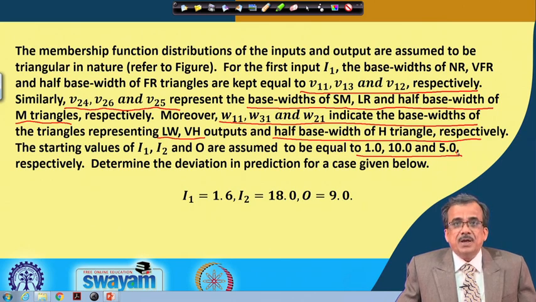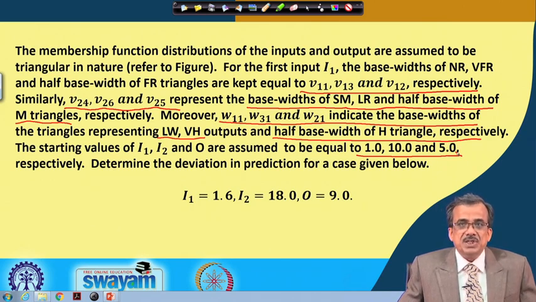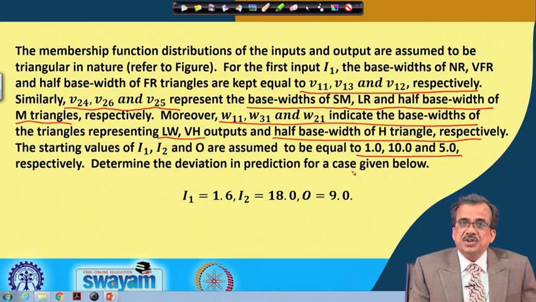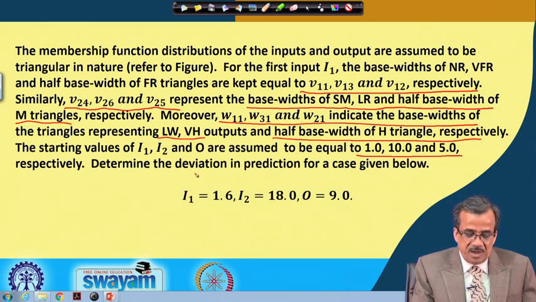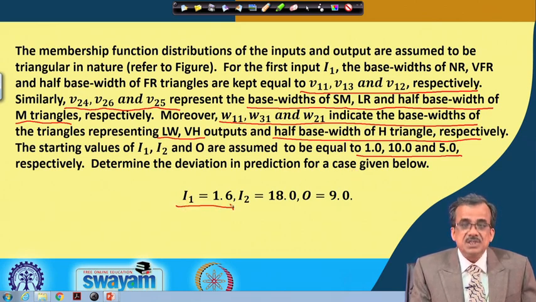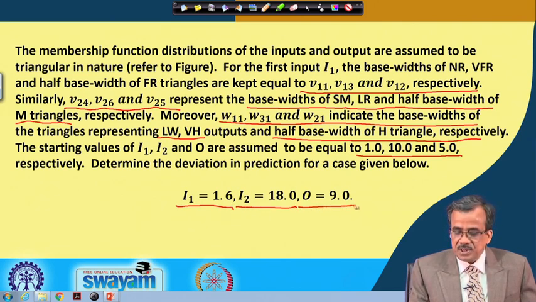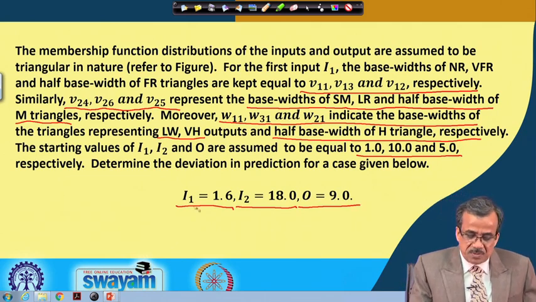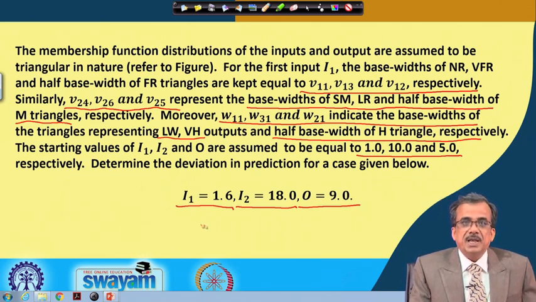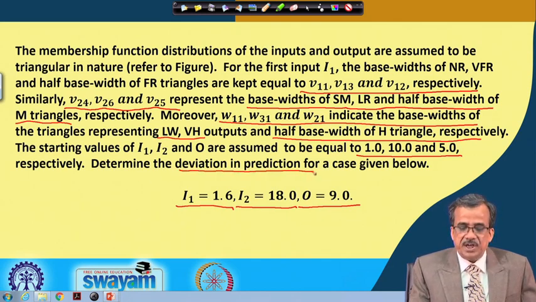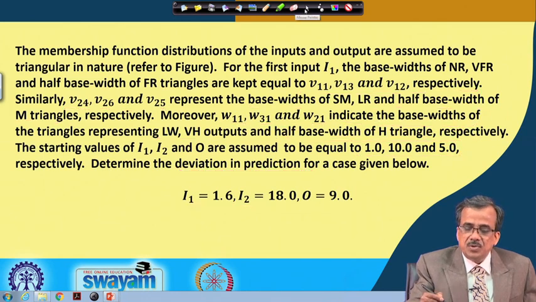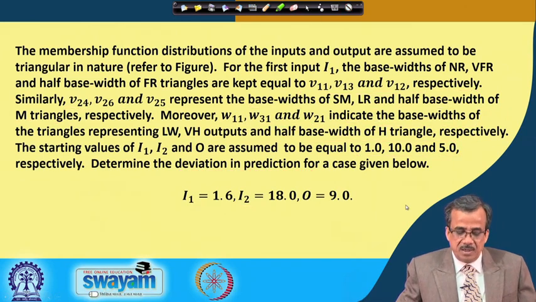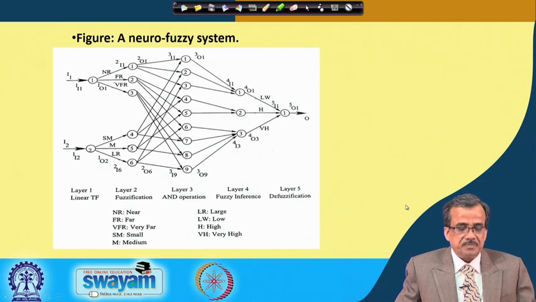Now, we will have to find out the deviation in prediction for the training scenario, which is I1 equals 1.6, I2 equals 18.0, and the output is 9.0. So, for this particular training scenario, I will have to find out what the deviation in prediction should be. Now, let us see how to determine that deviation in prediction.